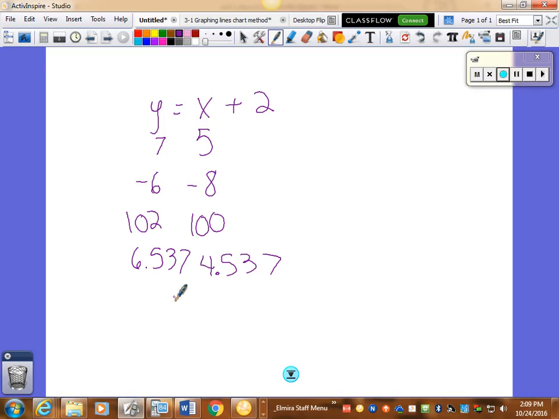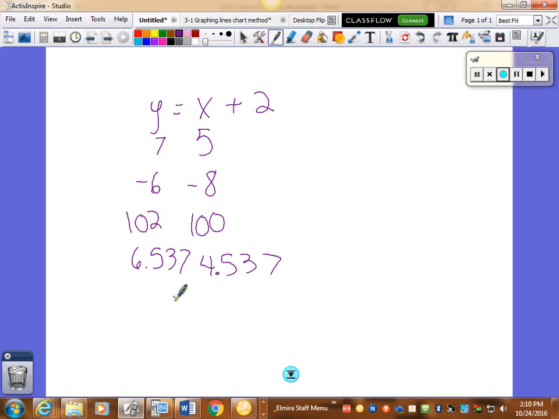Okay, so when you factor in how many numbers there are, the positive numbers go up to infinity, negative numbers go to negative infinity, and everything between 2 whole numbers, between 4 and 5, is a decimal with any number of decimal places. There's basically infinitely many number combinations. There's no way we could list all the number combinations that would, when I add 2 to it, make the Y value.